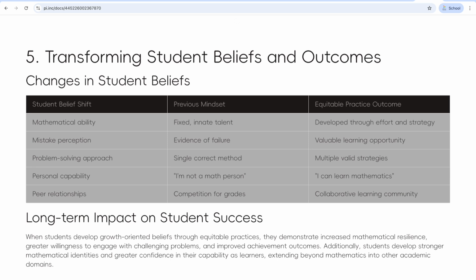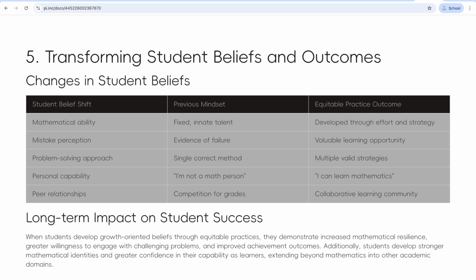One of the most meaningful changes I observed was in students' mathematical learning identities. Students who were initially quiet or unsure of themselves began contributing during discussions and taking pride in their mathematical thinking. They started to see themselves as capable mathematicians rather than students who were simply good or bad at math.